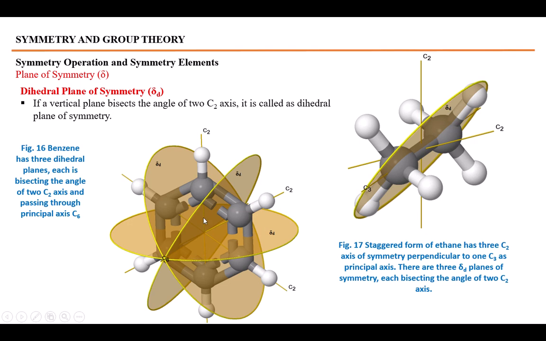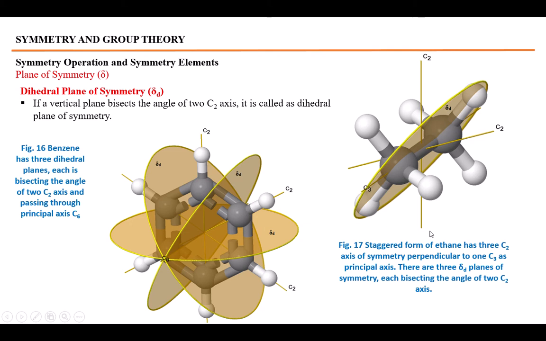So this is one C2 axis, and this is the second C2 axis. This is the angle between two C2 axes. If a vertical plane bisects this angle formed by two C2 axes, it is called a dihedral plane of symmetry. Benzene has three dihedral planes of symmetry, each bisecting the angle formed by two C2 axes.